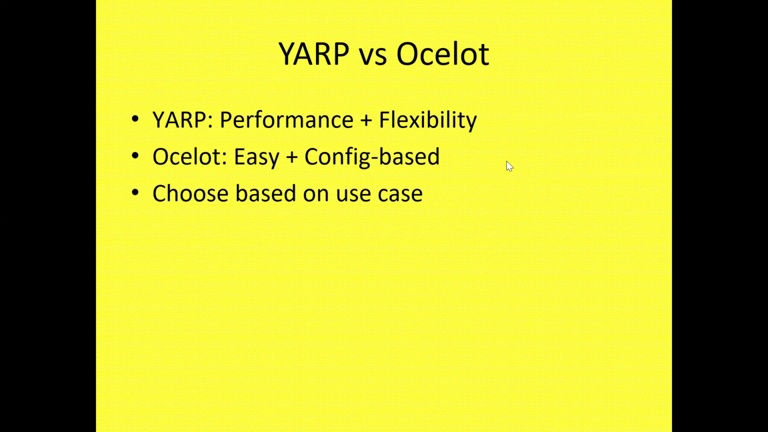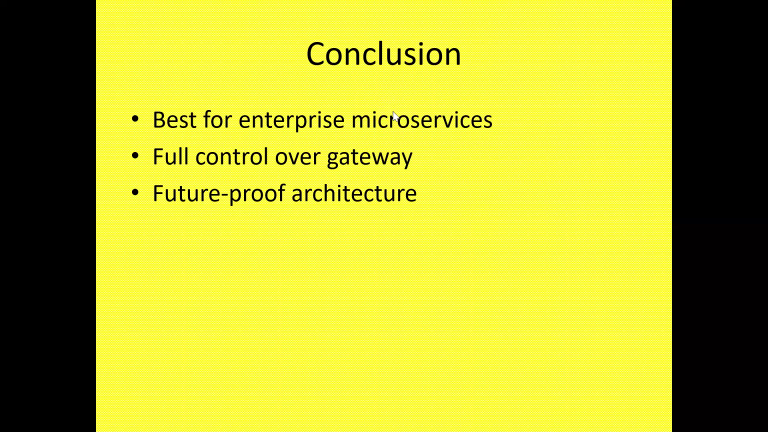See, your answer should be very precise. Yesterday also I told you, don't think much, give simple answers. Anything of simple or medium complexity, I can go for Ocelot. Anything enterprise based or with larger complexity business logic, I can go for YARP. Clear my point? Yes, sir. Finally, conclusion: best for enterprise microservices, full control over the gateway, future-proofed architecture. That's the conclusion. That's all for YARP today.